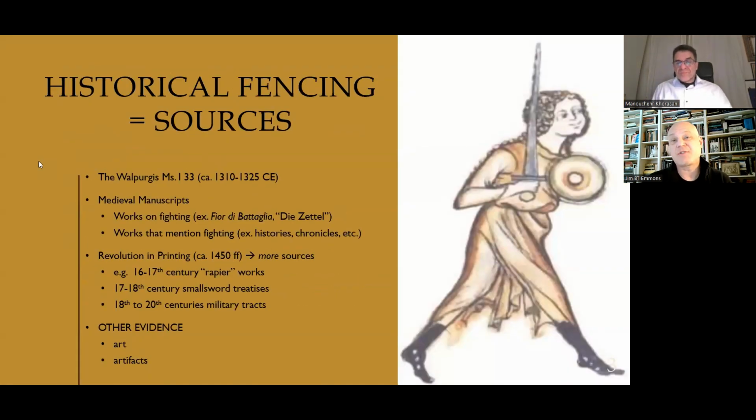As far as sources for historical fencing, the earliest one, I believe, for the West, and that's an important caveat, is the 14th century I.33, or the Walpurgis manuscript. And it's a picture of Walpurgis here. It's a sword and buckler document. There's some belief that it might be sort of lesson plans. It doesn't have an introduction and a conclusion in the same way that a lot of works do.